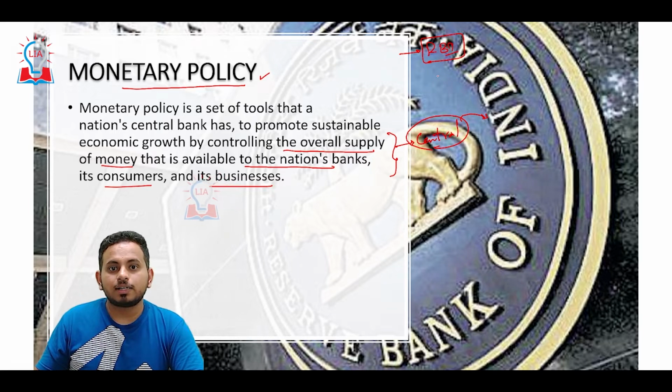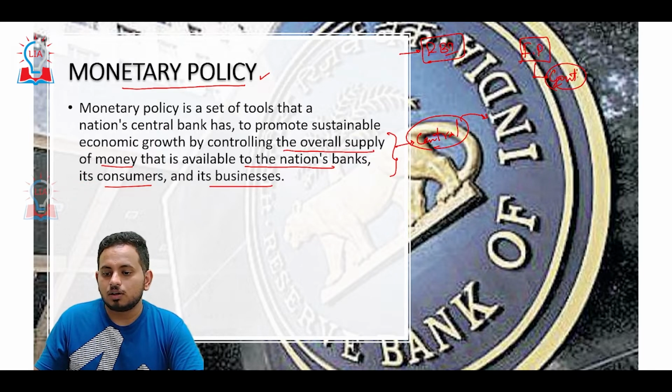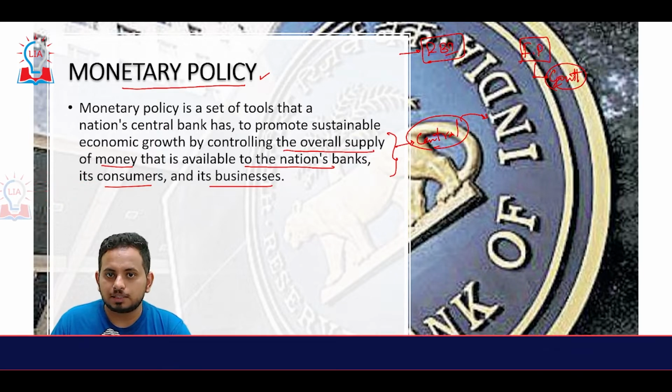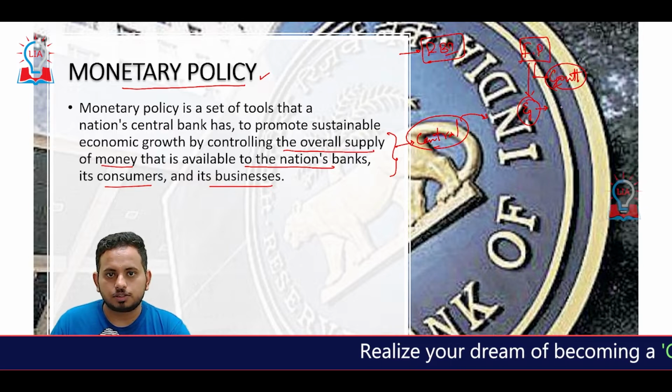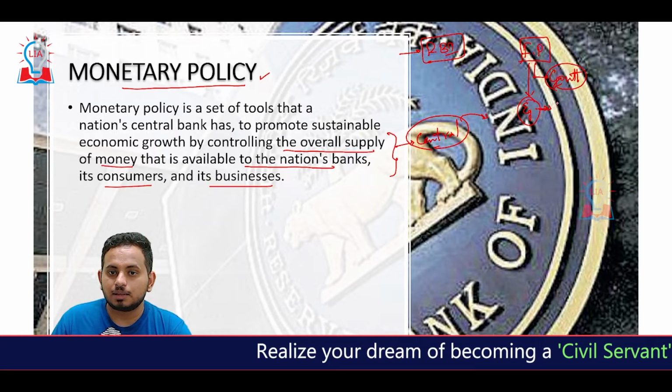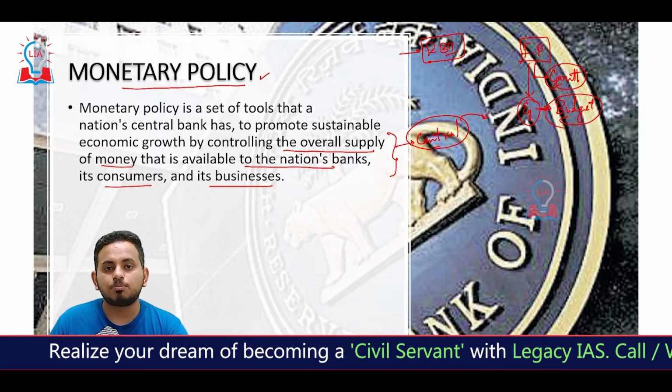Then what do you understand by fiscal policy? You have something called fiscal policy. Fiscal policy is the same tools available with the government. The tools available with the government which are used in order to regulate the money supply are called fiscal policy. One example of fiscal policy is the budget, okay, that is presented in the parliament. Budget is an example of fiscal policy.